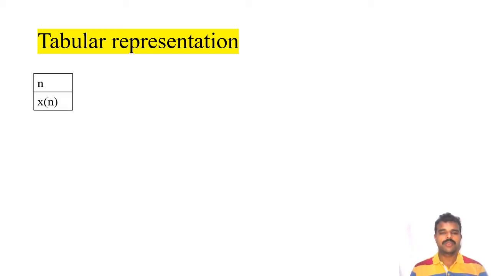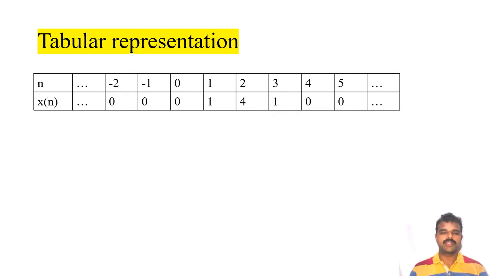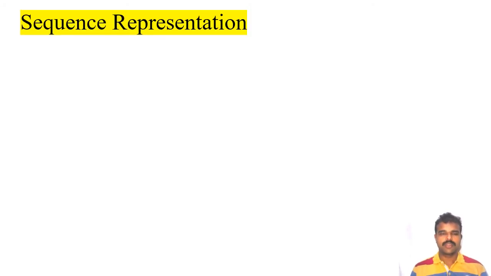Now, another way of representing the signal is tabular representation. So we will have a table something like this. For every n value we will have the value of the signal. So this is one typical example. And another one is sequence representation. You can represent the signal as a sequence.